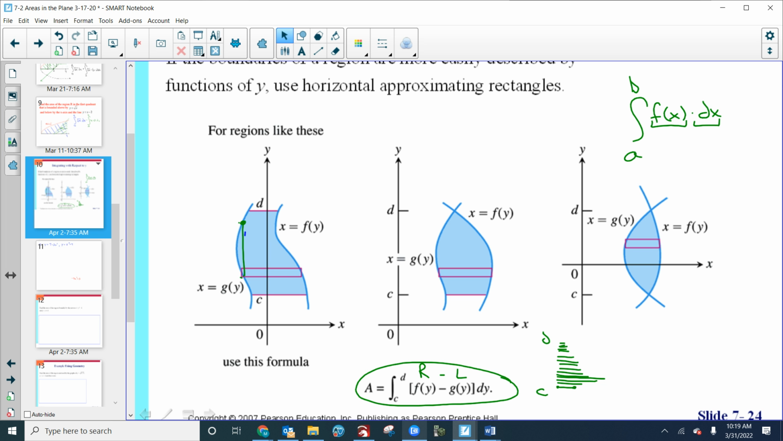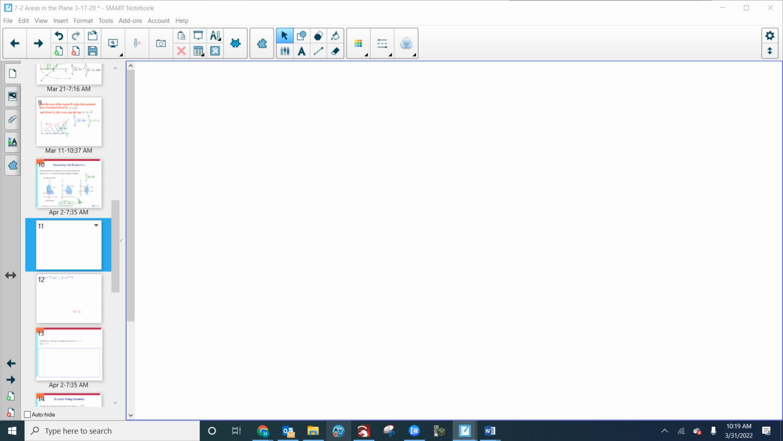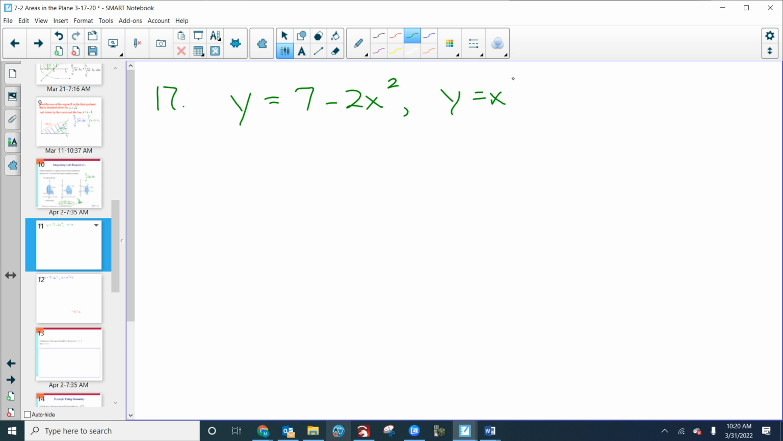All right. And as soon as you read the directions there, it says find the area of the region enclosed. So, all right, I can't decide top and bottom until I know where they cross, right? So let's find out where they intersect.